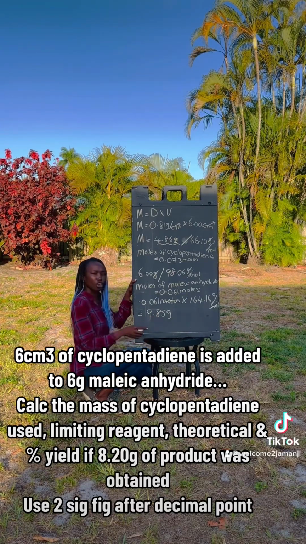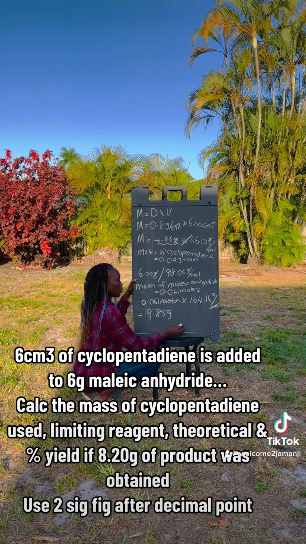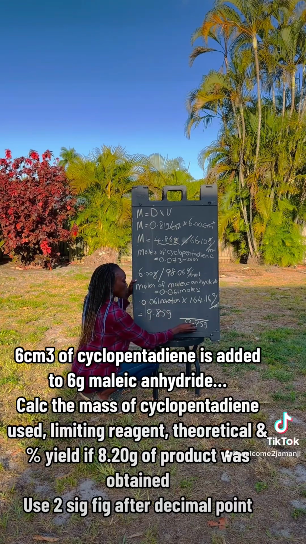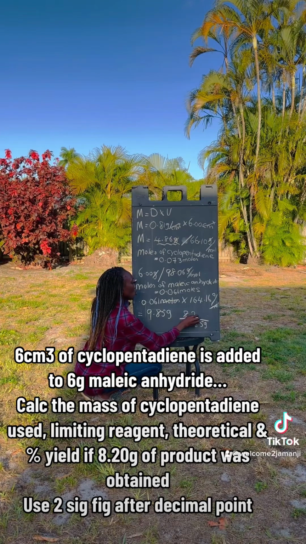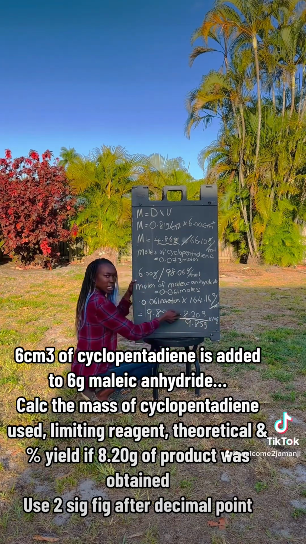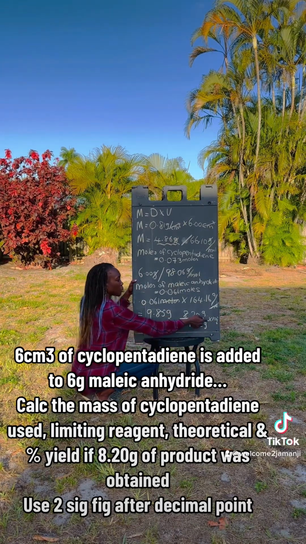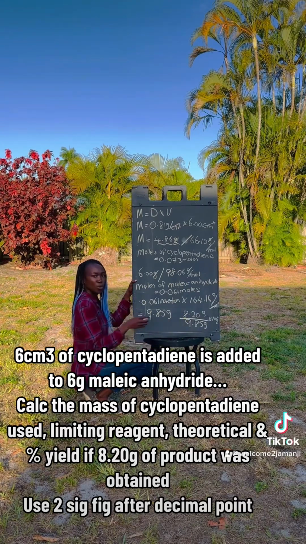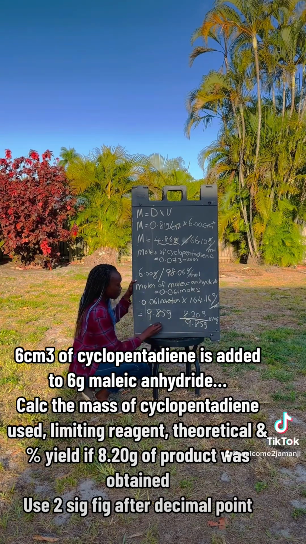Now to get your percent yield, you take your theoretical yield, put it at the bottom, put your actual yield at the top, what you actually get after your experiment, which is 8.20 grams, and you multiply this number by 100. So your actual yield over your theoretical yield multiplied by 100% gives you your percent yield of 83%.